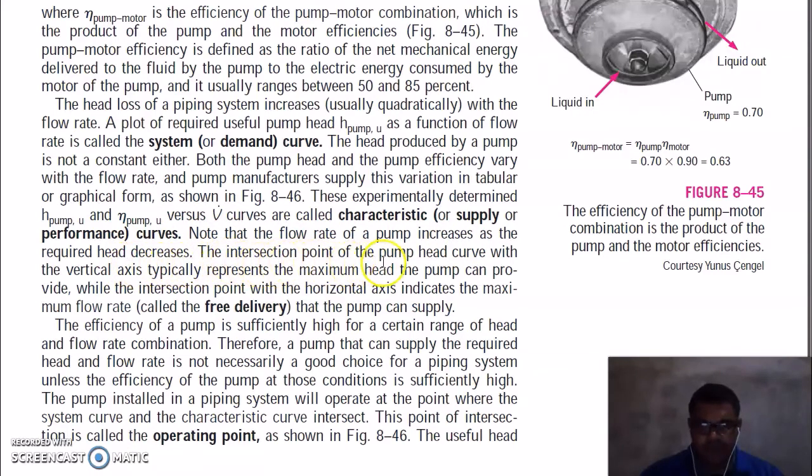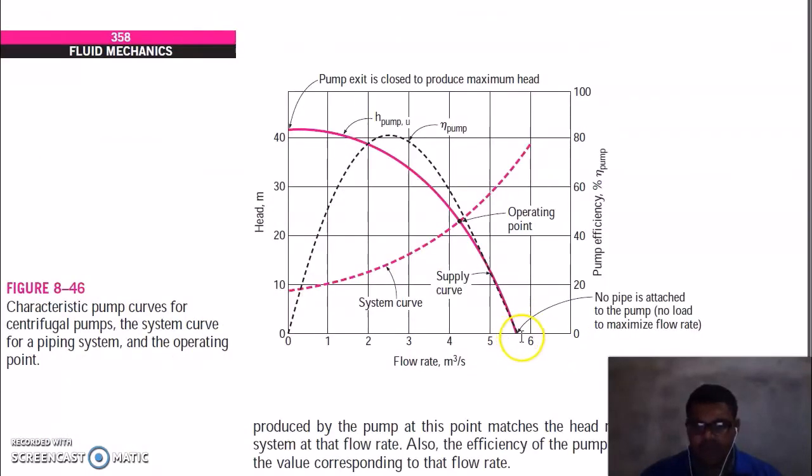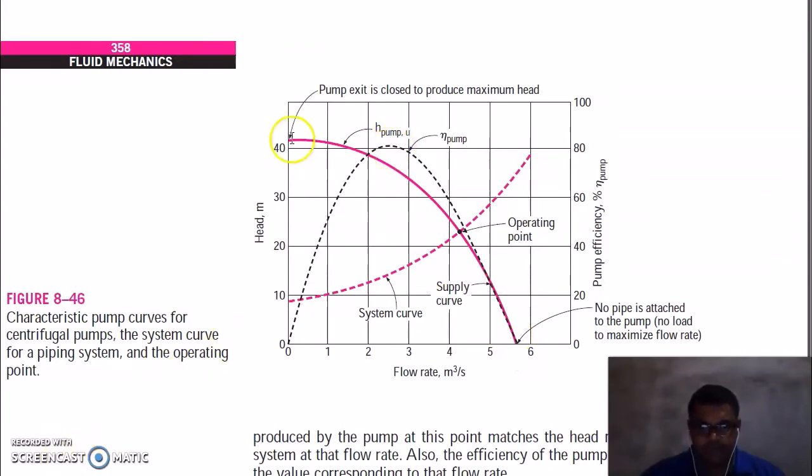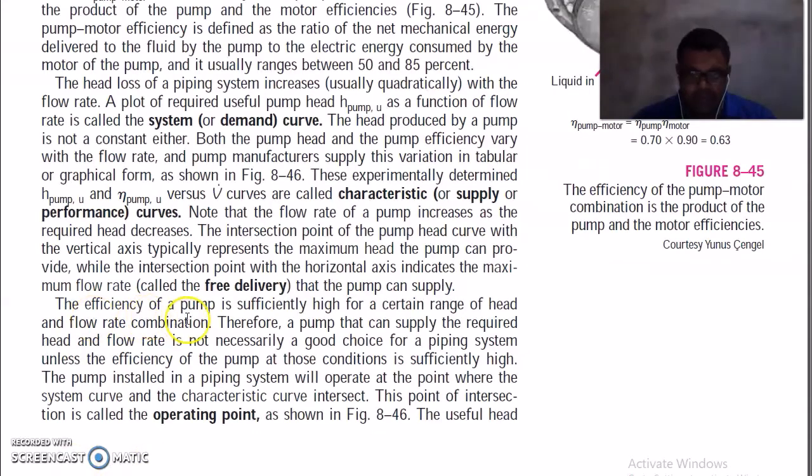The intersection point of the pump head curve with the vertical axis typically represents the maximum head the pump can provide, while the intersection point with the horizontal axis indicates the maximum flow rate that the pump can supply. So this is the maximum flow rate which the pump can supply, and this is the maximum head which the pump can produce, the intersection of this curve with the vertical axis. The efficiency of the pump is sufficiently high for a certain range of head and flow rate combination.